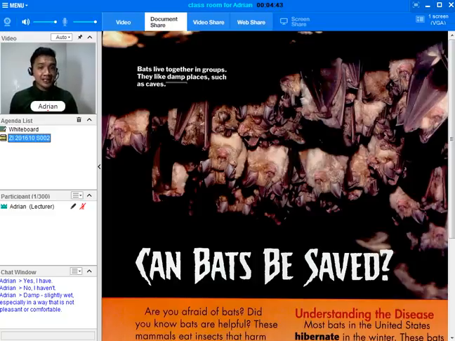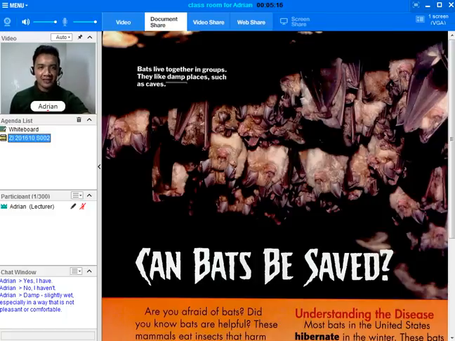What else can you notice in the picture? I think you can see that it's dark, right? Well, it's because bats are nocturnal. They like dark places and they like to sleep in the morning. Okay, so let's continue our lesson now.